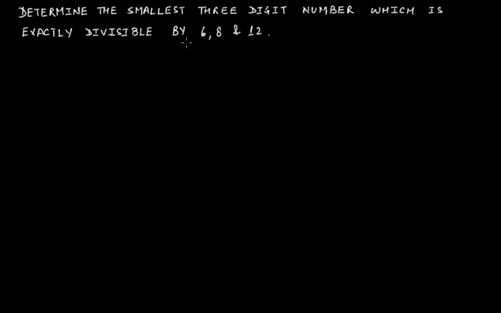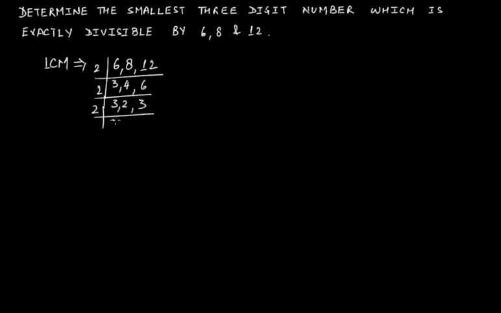So first find the least common multiple of 6, 8 and 12. When you try to find the LCM, this will be 6, 8, 12. You first find the LCM. This will be 3, 4, 6, then 3, 2 and 3, then 3, 1 and 3. So the LCM will be 2 times 2 times 2 times 3. 2 times 2 is 4, times 2 is 8, times 3 is 24.